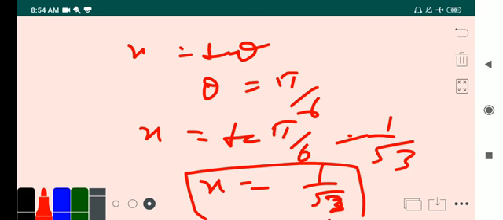You should solve more questions of this kind. In the next video I will solve a few questions of NCERT exemplars, and then we will come to the end of this chapter. Then we will start matrices and determinants.